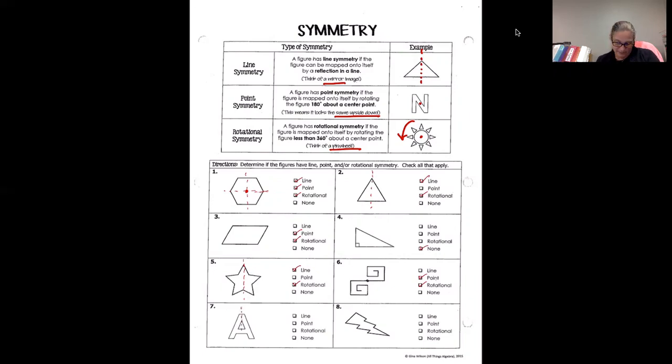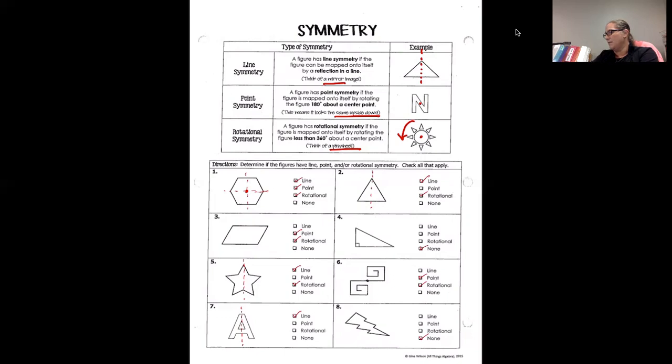Number 7 has line symmetry. We can cut it in half and it's the same on both sides. It does not look the same upside down. We cannot rotate it less than 360 degrees and have it look the same. Problem number 8 cannot be cut in half, does not look the same upside down, and cannot be rotated to look the same less than 360. So this one is none. The next page is problems 9 through 20, and we will look at those together in class.